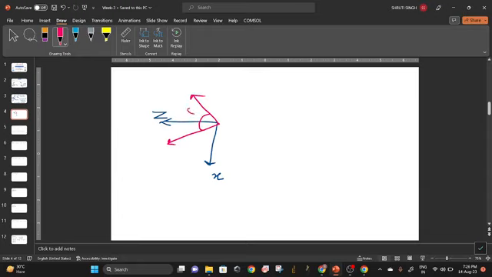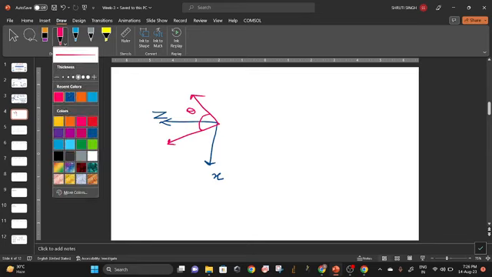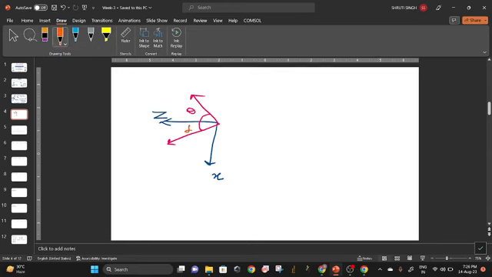It will come in the downward direction, ma'am, because the y-axis is perpendicular. This is clockwise. Okay, now this angle is alpha and this angle is theta minus alpha.